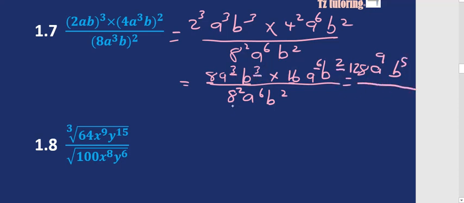Come to the denominator, 8 squared is 64, and of course a to the 6 and b to the 2. Now we can use our division rules. 128 divided by 64 is 2, and then for division we subtract our exponents. So 9 minus 6 will give us an exponent of 3. 5 minus 2 will give us an exponent of 3 also. That's the solution.